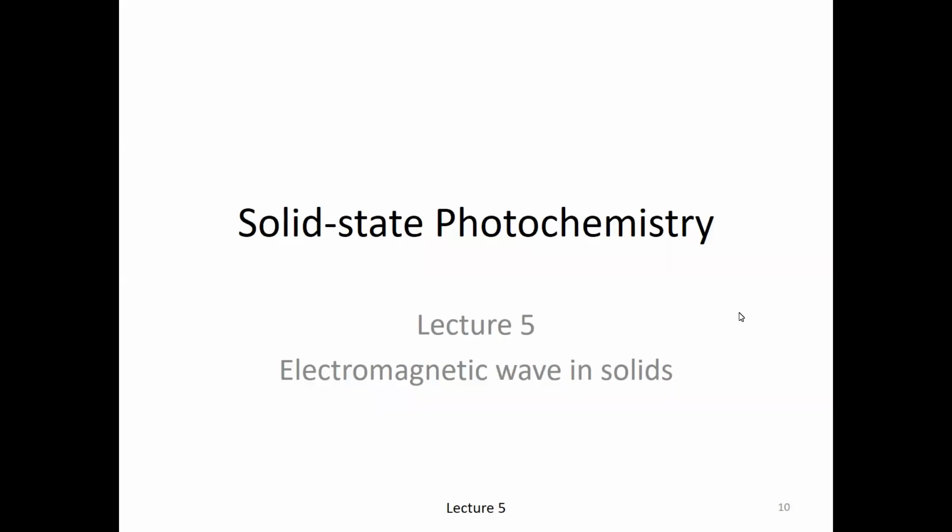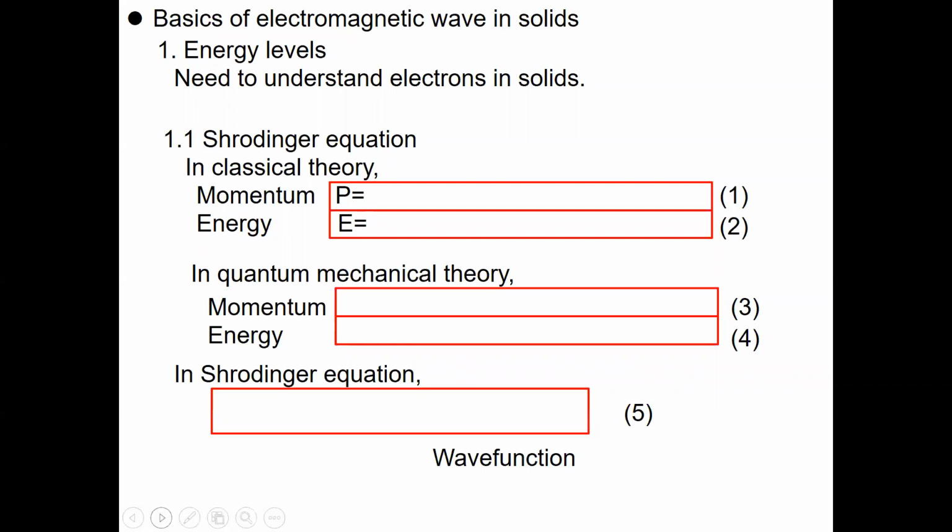In lecture 5, we are going to study how to deal with electromagnetic wave in solids, especially in terms of momentum and energy. And we are not going into the detail about the mathematical procedures, but we mostly cover the necessary fundamentals to understand the further study of the band structure and following the energy diagram to think about the photoelectrochemical processes.